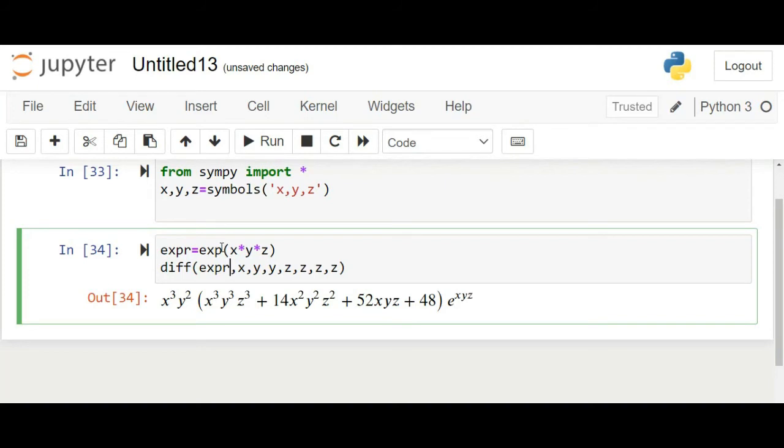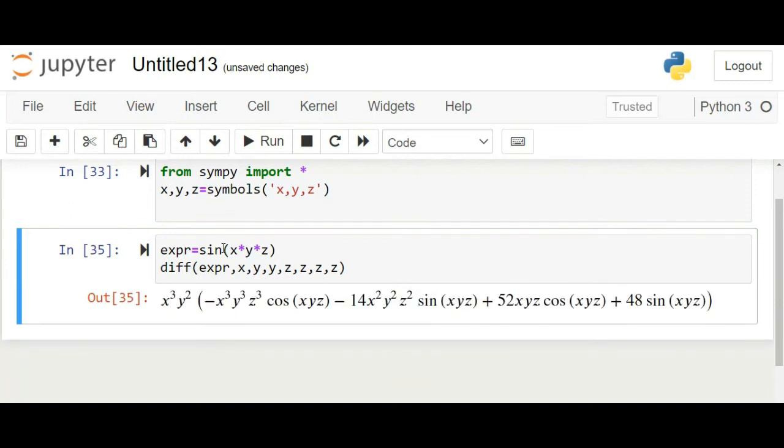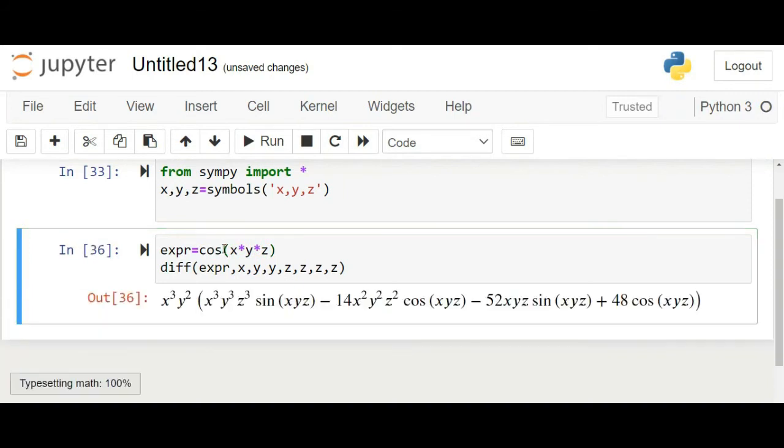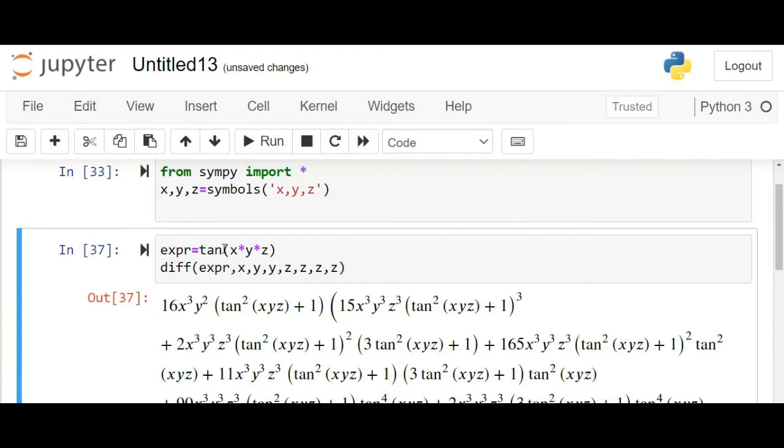if we change the expression over here, for example sine x y z, if I write sine x y z here, then our answer will be just like this. Okay, so the expression is this, and if I write cos over here, then our answer will be just like this. In the same way, if we write tan over here, our answer will be just like this. Okay, this will be a huge answer.